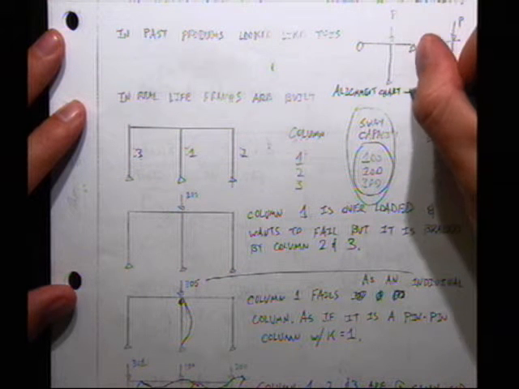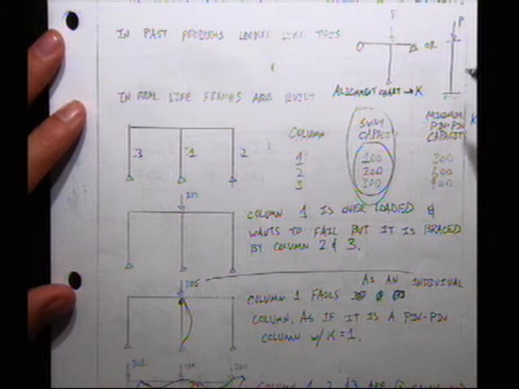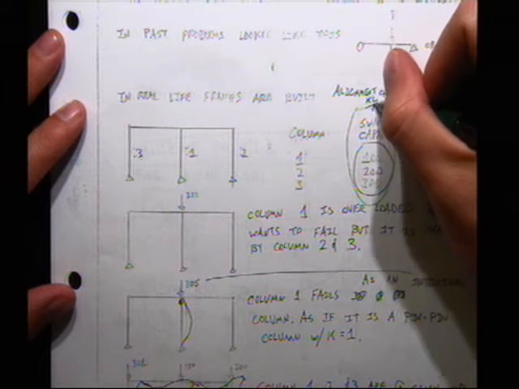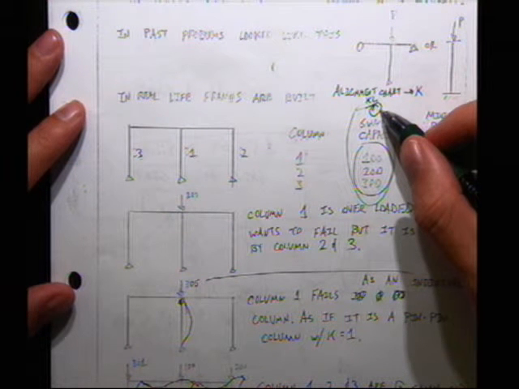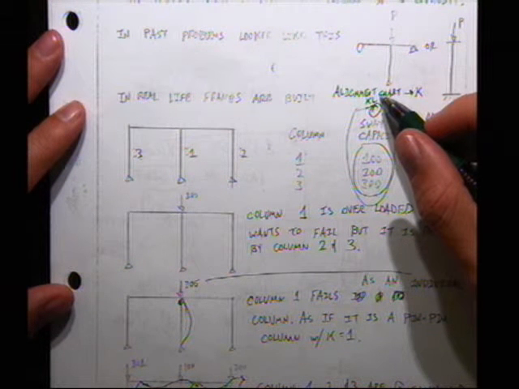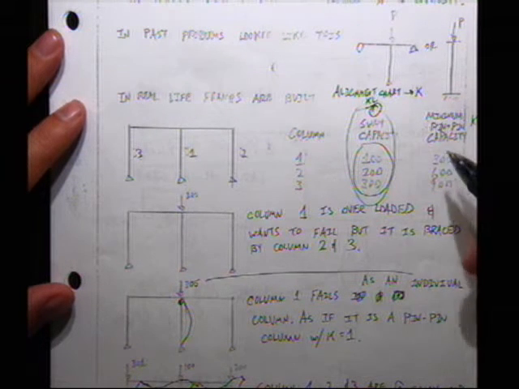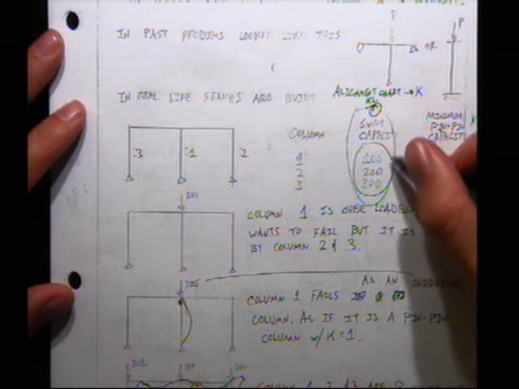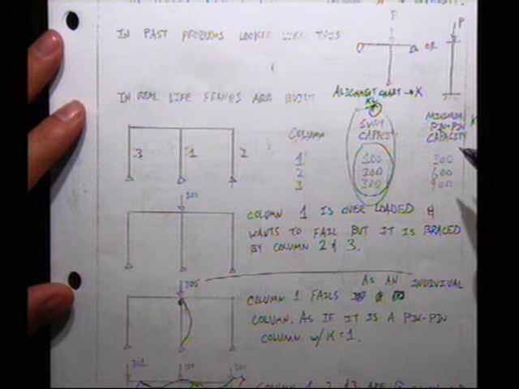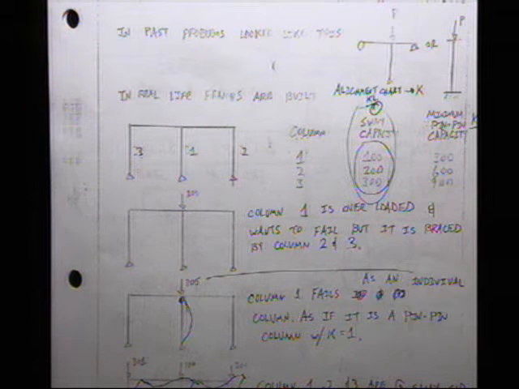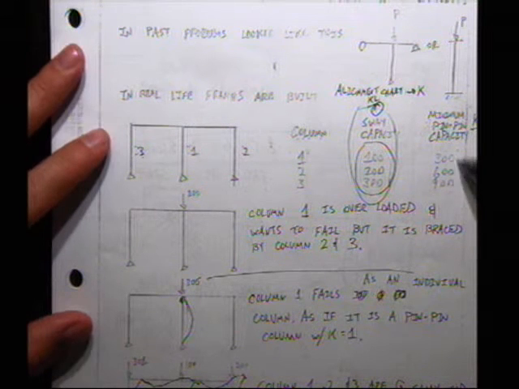K. The alignment chart gives us K. And from that K, with KL over R, and be careful, we have to make sure we use the right R. Sometimes we have to make sure we use the right L, too. We can calculate a capacity. So I used the alignment chart, and I found all of these capacities. And then I used a K equal to 1. No alignment charts needed. Assuming a K equal to 1. And I found all these values.